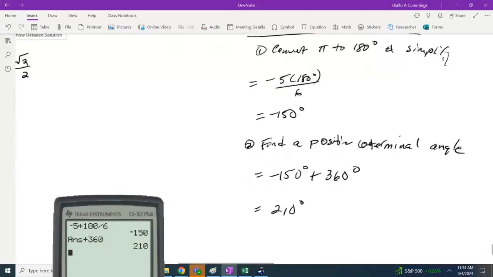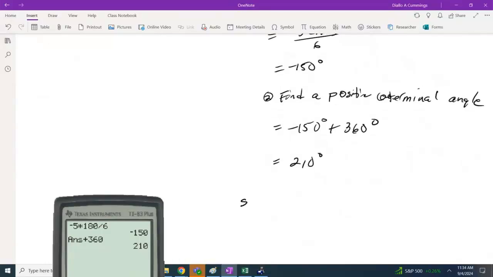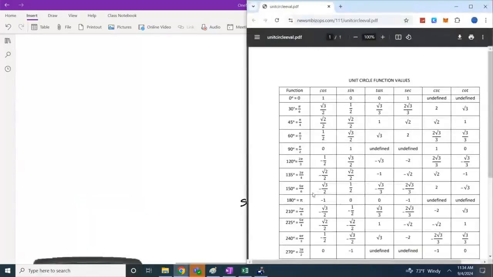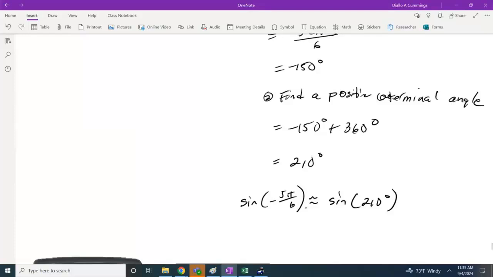So here's what that means. The sine of negative 5 pi over 6, and those little squiggly equal signs mean it's equivalent to the sine of 210 degrees. So that means I can find the sine of 210 degrees using the unit circle value chart. And I believe I should get negative 1/2. So this should equal negative 1/2.